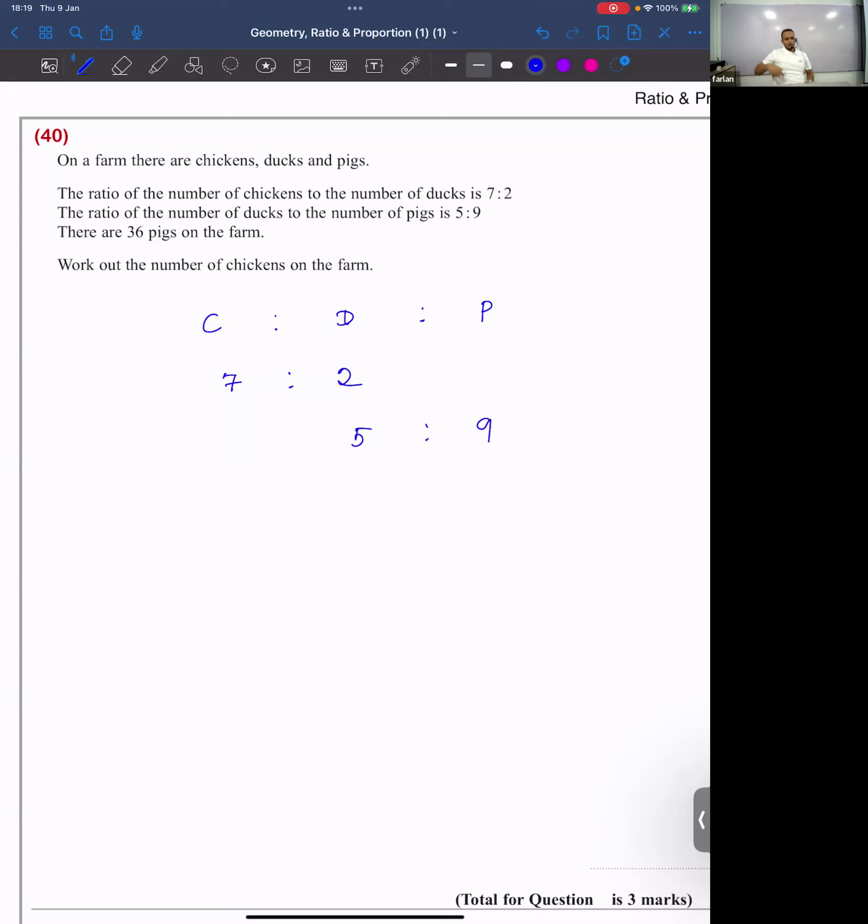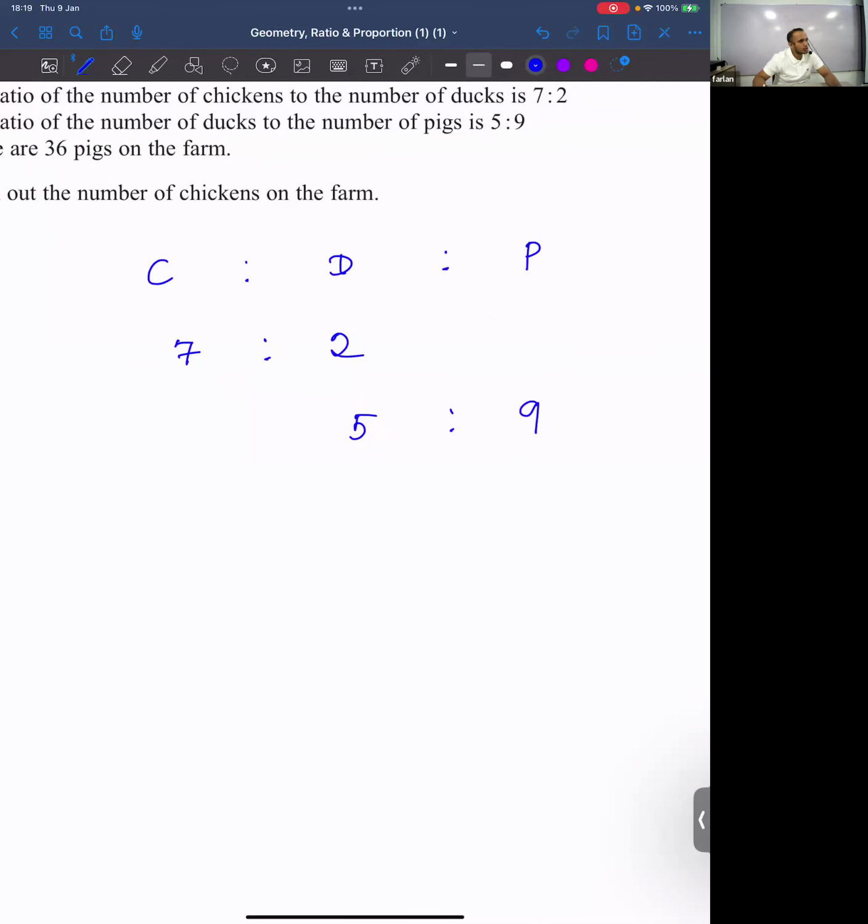Okay. What I'm going to do is get a single common ratio to connect all three. How do we do that? We'll multiply the two ratios. Ducks is the common one for both ratios, so we'll interchange these two numbers and multiply. The first ratio I'll multiply by 5. Then 5 into 7 is 35, 5 into 2 is 10.